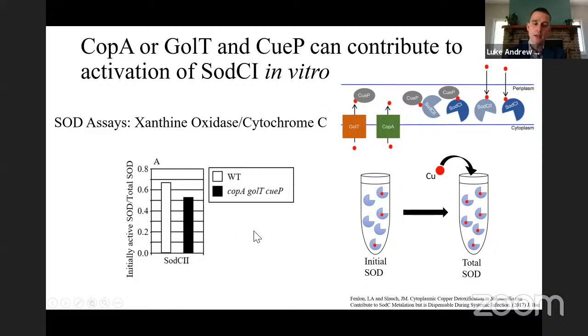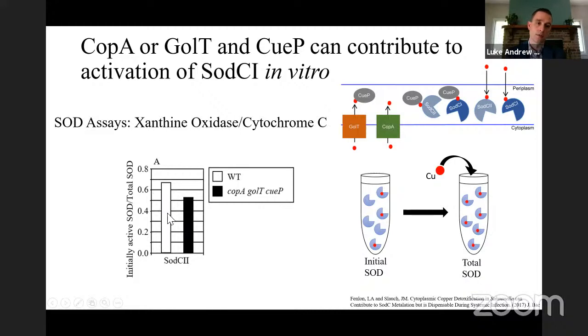And the way that I calculated that was I grew up the strains, usually either wild type or our triple mutant strains. I then isolated extracts containing our superoxide dismutase of interest. I then did initial SOD assays to calculate the amount of activity in that extract. And we know from previous research that we can add copper to those extracts, and any enzyme present that doesn't have copper in the active site can be remetallated and activated. We can then re-assay this extract to find out how much total SOD was present in that extract.